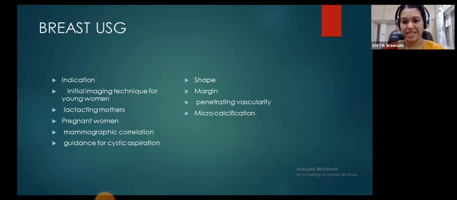And microcalcification, where calcium deposition is seen in the tumor. These are some of the observations, or some of the images, that we get if we are suspecting a malignancy.